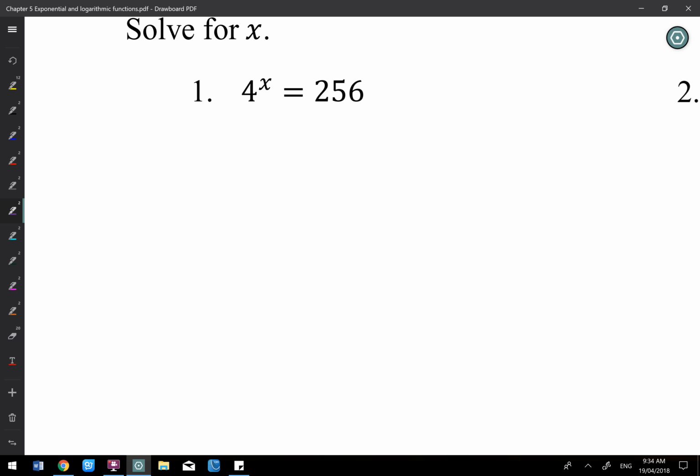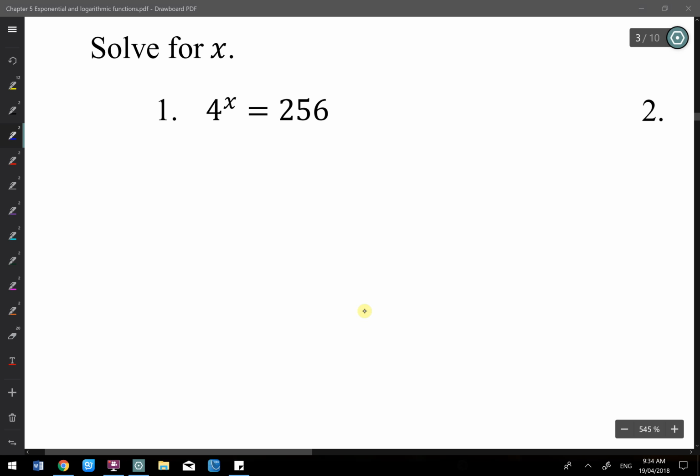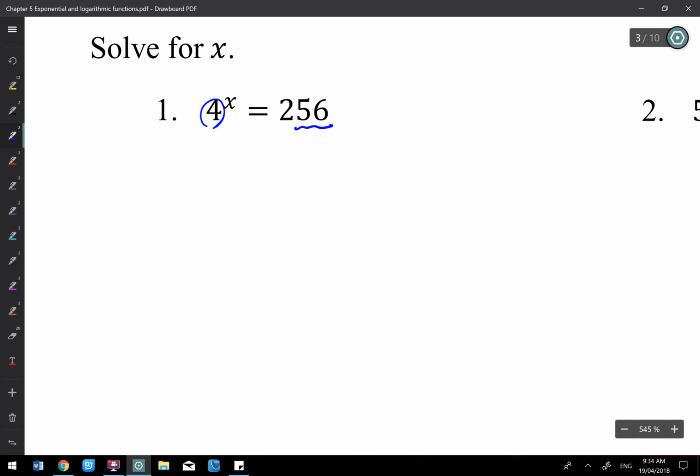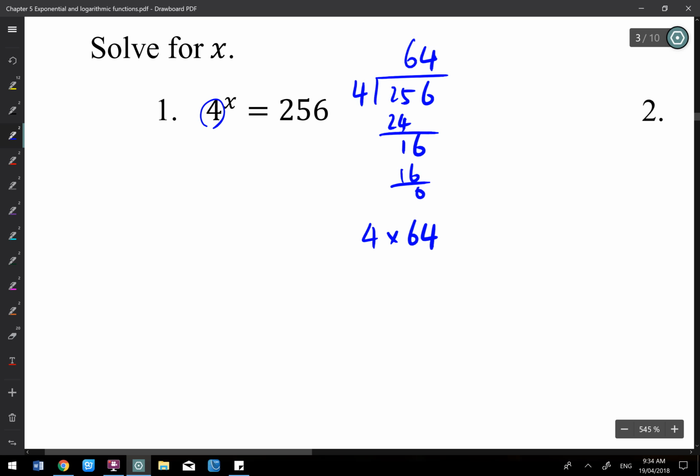Example 1: 4 to the power of x equals 256. Well, you can see 56 is divisible by 4, therefore this number must be divisible by 4. That's the tip for seeing whether a number is divisible by 4: you look at the last 2 digits. If the last 2 digits are divisible by 4, then the whole number is divisible by 4. If you don't know, we can divide by 4.